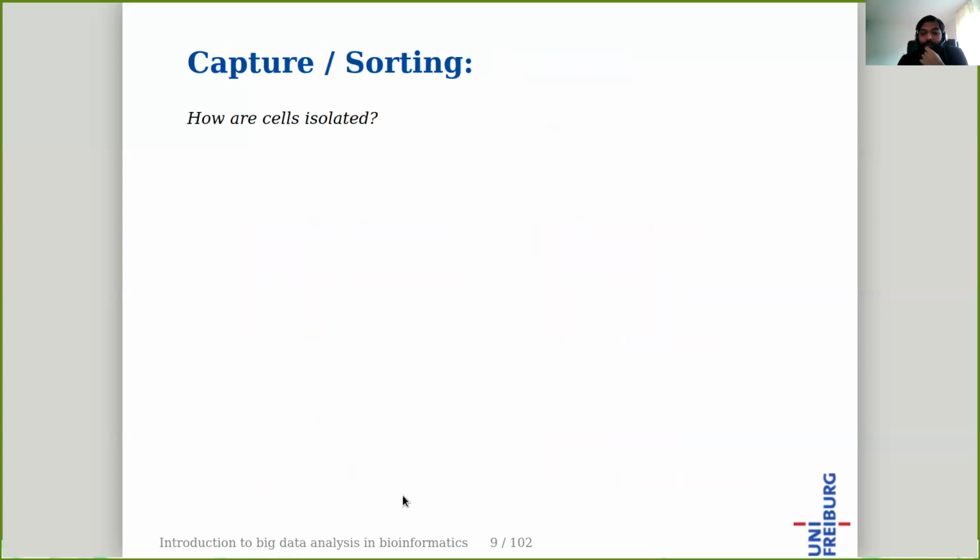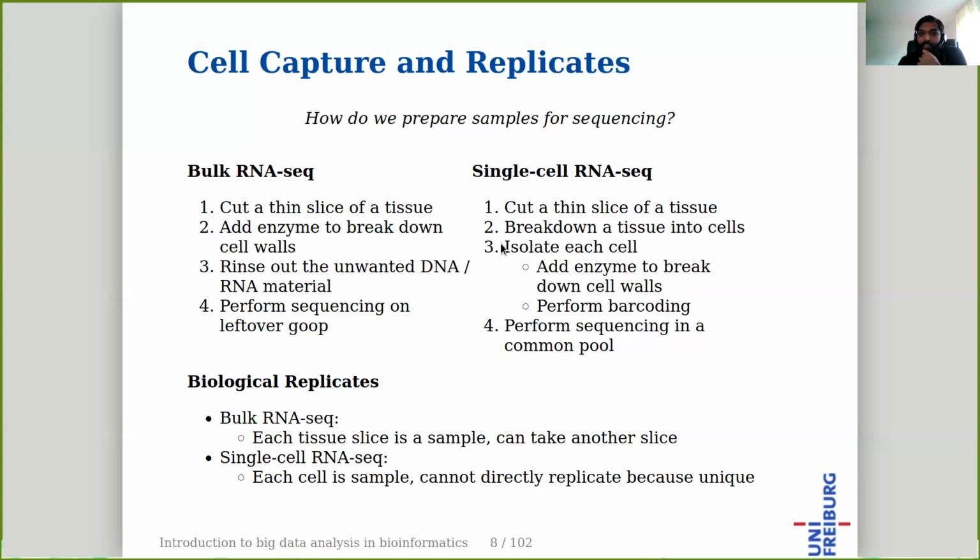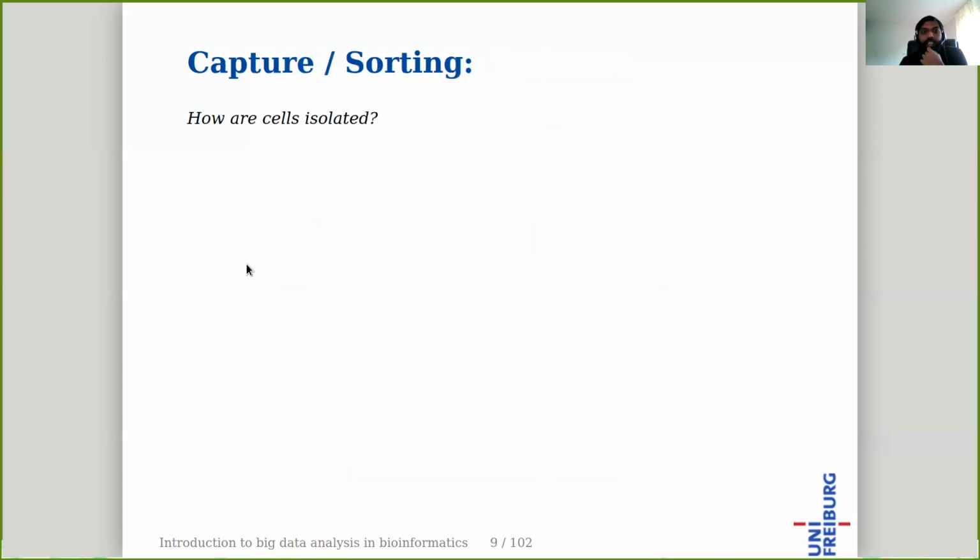Let's look at some important steps in this sample preparation, namely the cell isolation and the barcoding, which are different from bulk RNA sequencing. So let's look at the cell isolation step first.